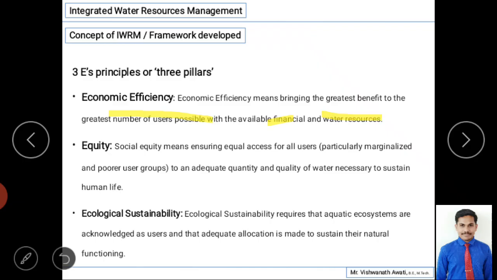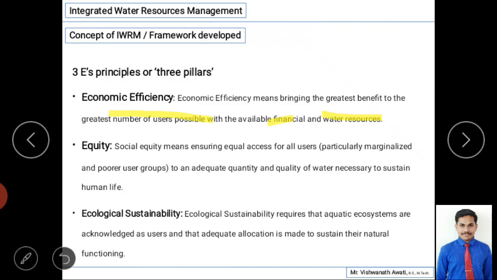The next one is equity. It is not market equity; it is social equity, right? Ensuring equal access for all users. Here we are making water accessible to all types of people: poor people, rich people, marginalized people, but mainly we consider poor and marginalized people. They have to get a good quantity of water as well as good quality of water, which they require for a sustainable, good life, right? So quality is considered here, and sufficient quantity of water is also considered.